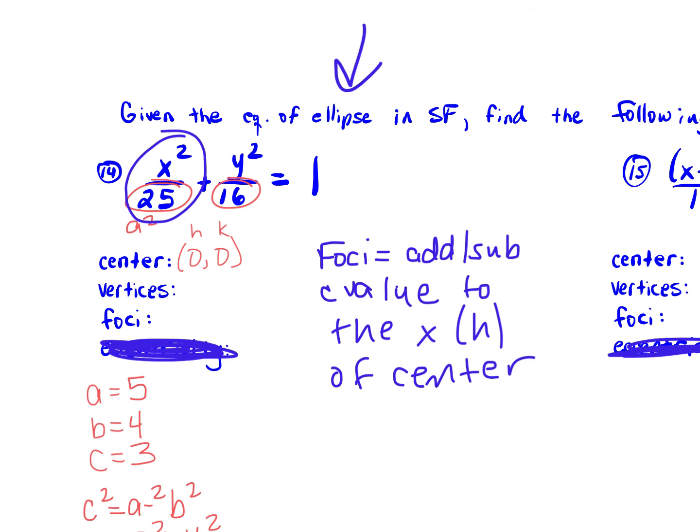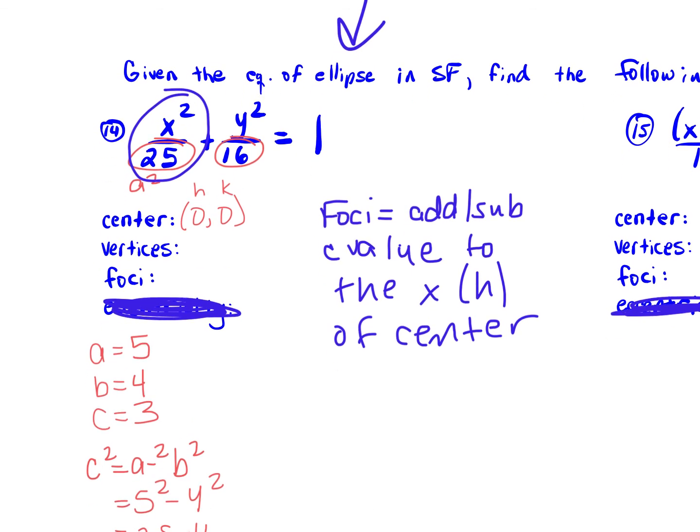So in order to find the foci, I'm going to say, okay, I need to take the Y part of my... So if you were going to graph this, your center here is at 0, 0. Well, to find the foci, to find your focuses, however you want to say it, it's going to be 3 to the right and 3 to the left. So that's where we get that our foci would be at 0, -3, and 0, +3.